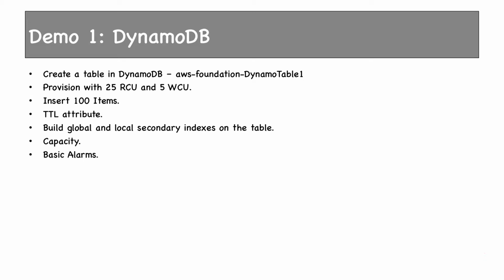Let's see a demo now. We'll create a table in DynamoDB with the name AWS Foundation Dynamo Table 1. We'll provision with 25 RCUs and 5 WCUs. We'll also insert 100 items. We'll see a new thing which is called TTL or time to live attribute.